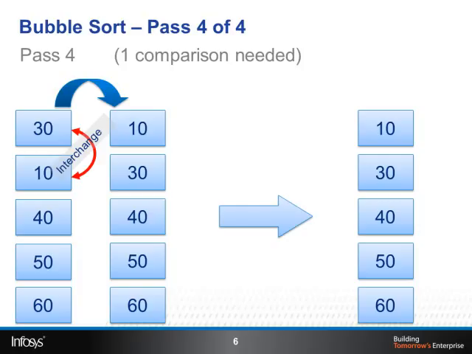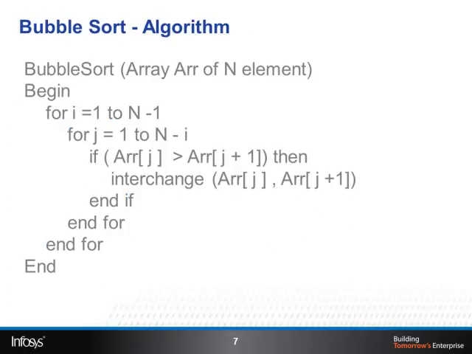Let's now look at the algorithm involved in this bubble sort. As you can see in the algorithm, we have 2 for loops. The outer for loop has i ranging from 1 to n minus 1, while the inner for loop j varies from 1 to n minus i.